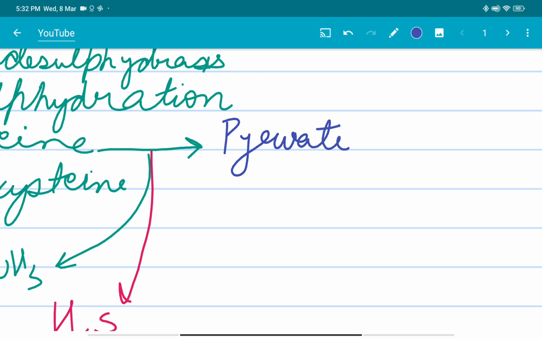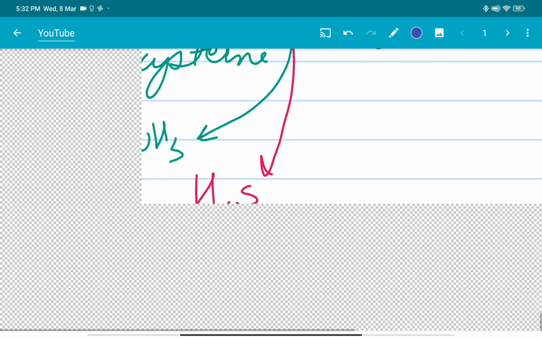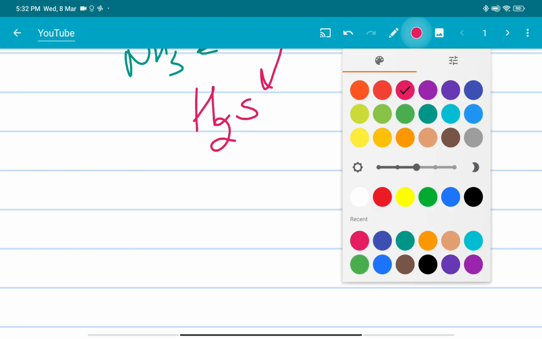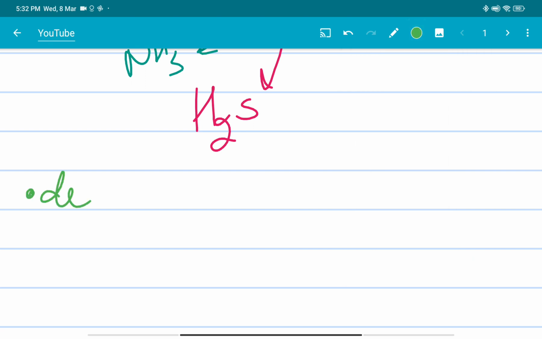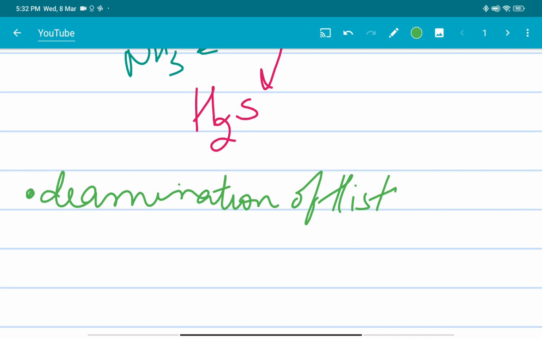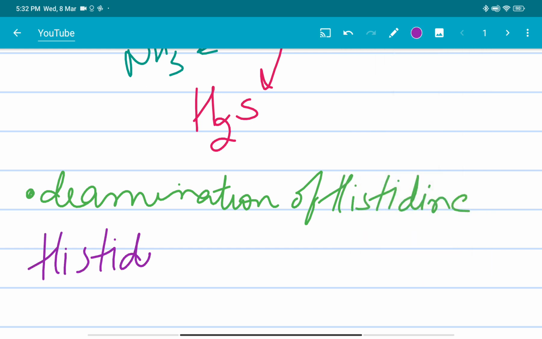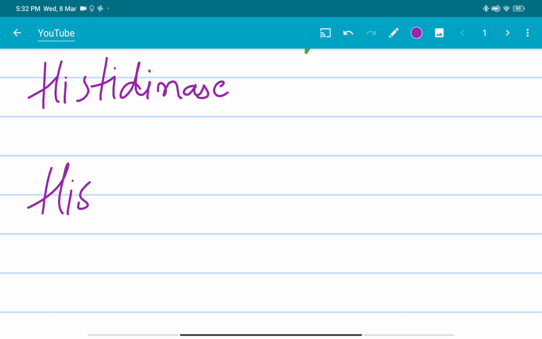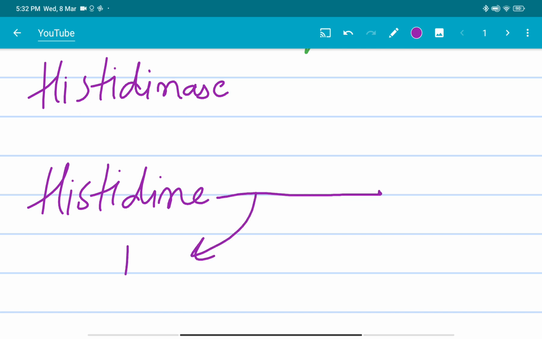Next, we will talk about the deamination of histidine. The enzyme named histidinase will act on histidine, like this is histidine, to release ammonia and form the keto acid called urocanate. Fine.